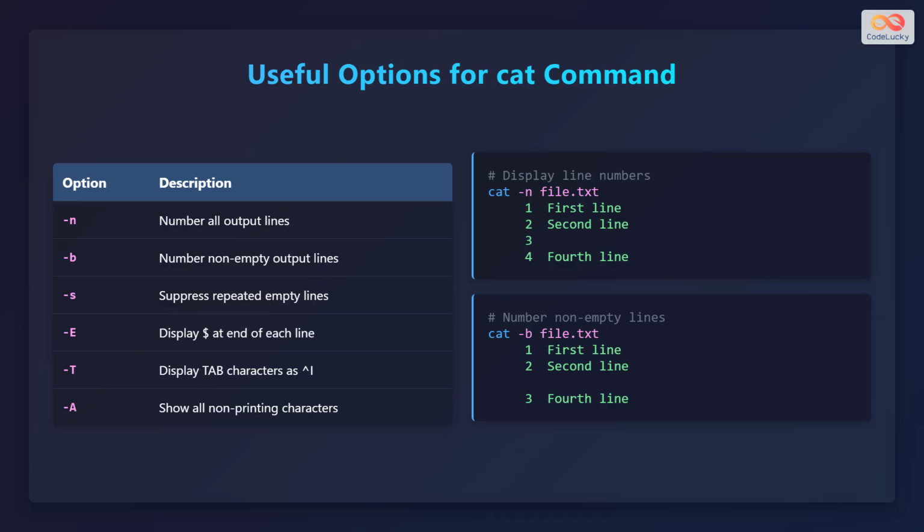For example, to display line numbers, the command is cat -n file.txt. The output will be 1 first line, 2 second line, 3 blank for fourth line. To number non-empty lines, the command is cat -b file.txt. The output will be 1 first line, 2 second line, blank, 3 fourth line.